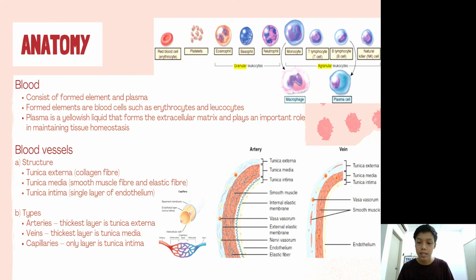And tunica intima is a single layer of endothelium. Endothelium is a specialized simple squamous epithelium that lines the walls of the blood vessels. And for its types, we have the arteries, the veins, and the capillaries.